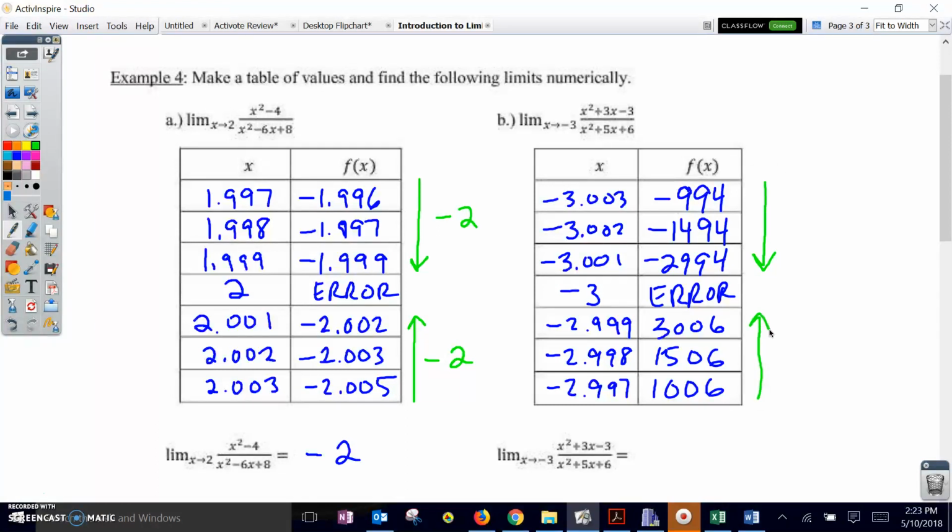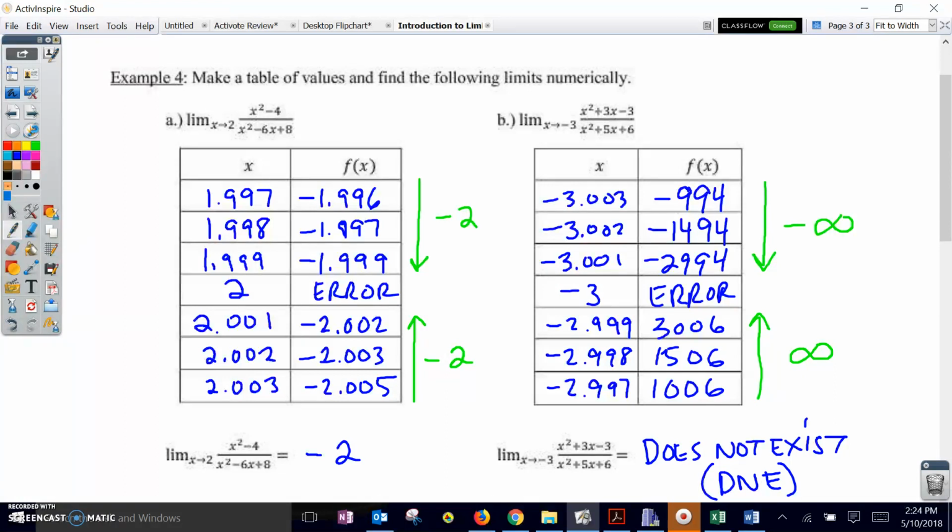And now I consider what's happening as I approach negative 3 from the left and what's happening as I approach negative 3 from the right. As I approach it from the left, I'm getting bigger and bigger negative values for my function. And so from this side, the value of f of x is approaching negative infinity. And from the right side, I'm getting bigger and bigger positive values as I get closer and closer to negative 3. And so from this side, I'm approaching positive infinity. In this case, since the limit does not approach the same finite value from both sides, I'm just going to say that this limit does not exist. And you will frequently abbreviate that DNE.